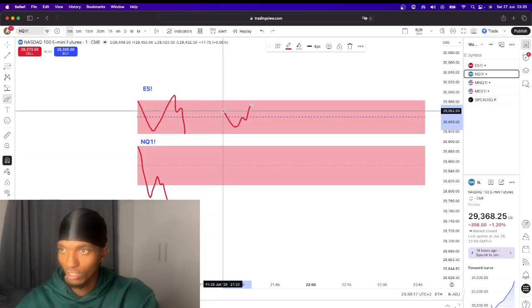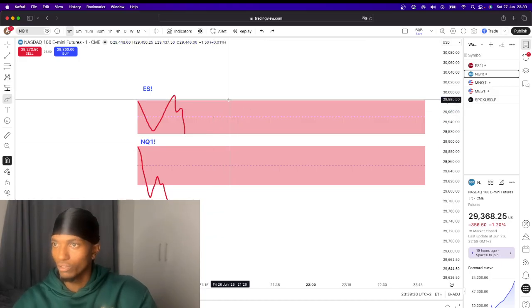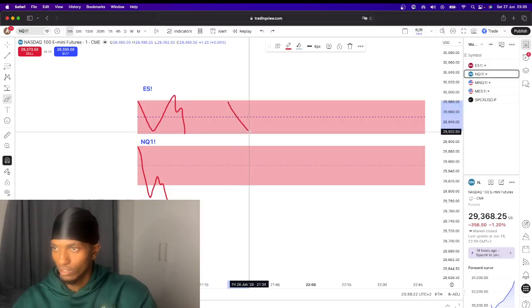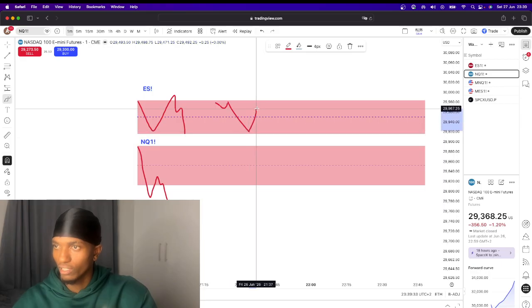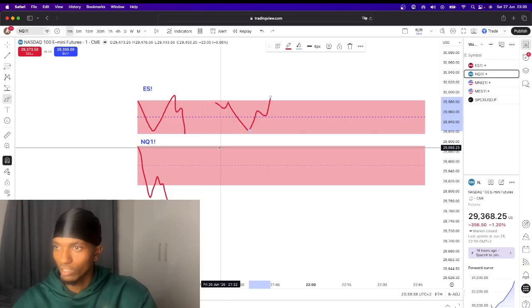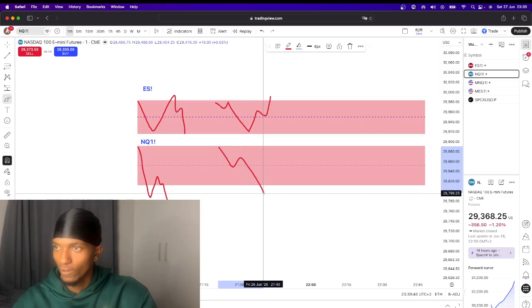Okay, let me not confuse you, let's do this. Break of structure down, let's say it started somewhere here, right? This is our break of structure down, then you're simply waiting for a break of structure up, and then boom, on ES you get that. But if you come to Nasdaq, this is how it looks, right? Then you get your break of structure up there.